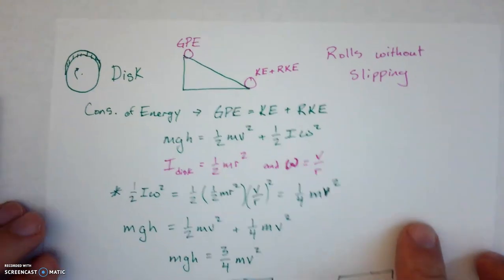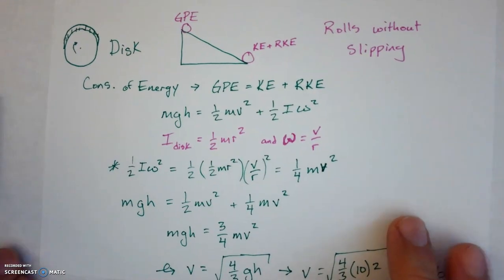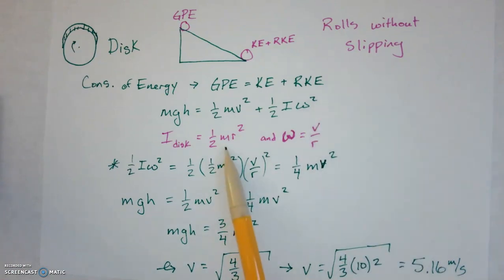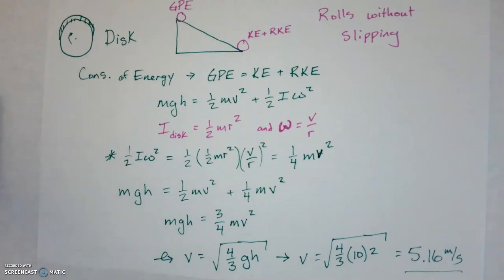So next we'll do the disc. So remember, this is a solid cylinder, uniform throughout. So very much the same process. We start with the same conservation of energy. We have a different moment of inertia because it's a different shape, but we do similar substitutions. Plugging all that in, simplifying, we get down here with 3/4 mv squared. Again, dividing by the m, and we get a velocity term of v is the square root of 4/3 gh. Plugging in, and we get 5.16. Okay, remember to pause as necessary so that you can write down the important details.